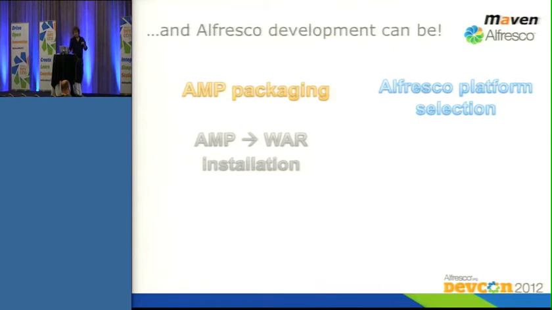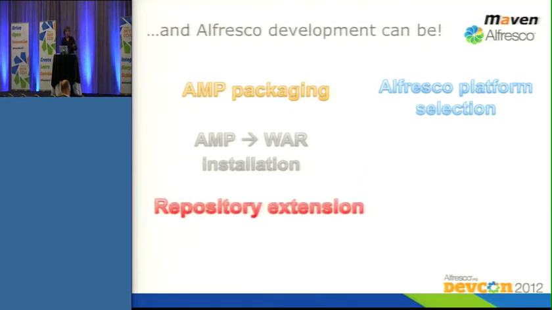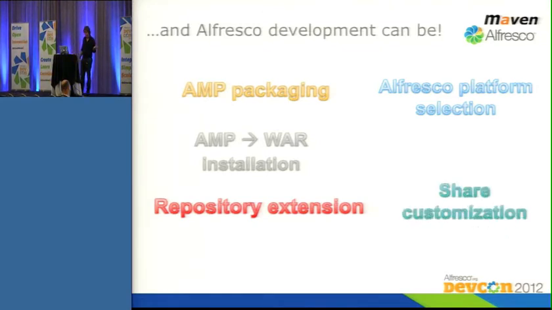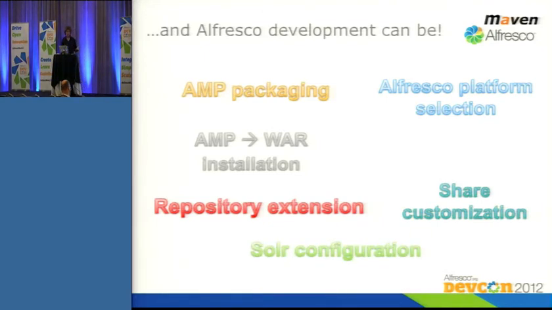What we will see, if we have time, is how to install those AMPs into the WAR. If you are familiar with the Maven WAR plugin, you know that it supports the concept of overlay, and we will see that the AMPs can be easily installed by using the standard Maven WAR configuration into the Alfresco WAR. And obviously, we can manage pretty much all the components of the Alfresco ecosystem. So extending the repository, running Share, and customizing it, as well as even configuring Solr.